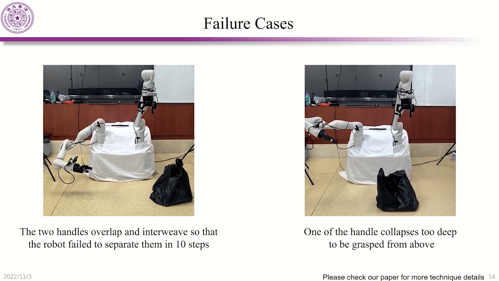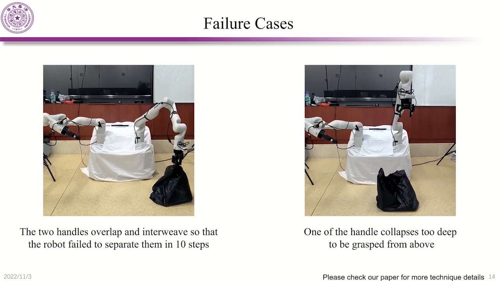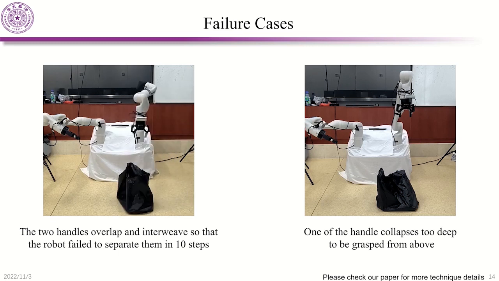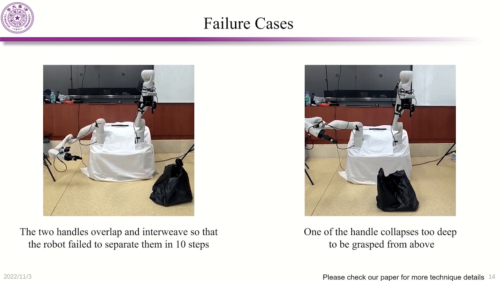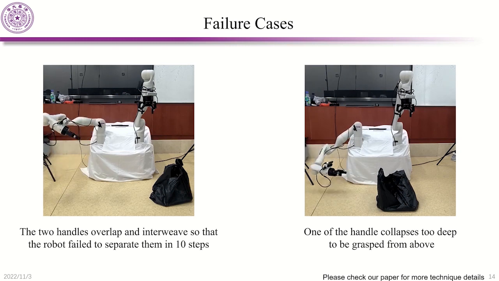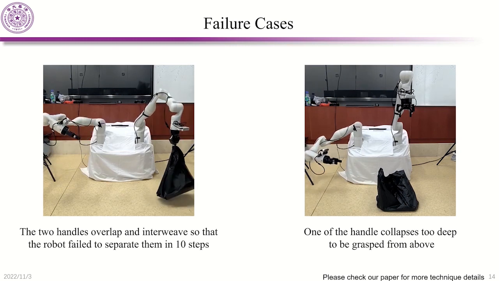There are also some failure cases. Two most common situations are: first, the handles overlap and interweave so that the robot fails to separate them in 10 steps. And second, one of the handles collapses too deep to be grasped from above.